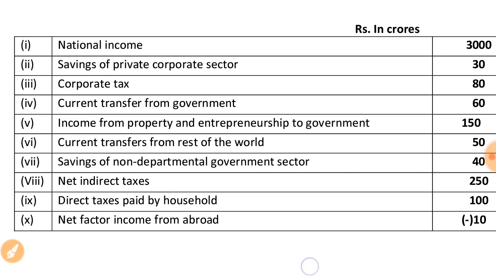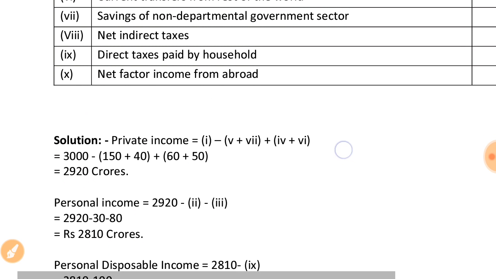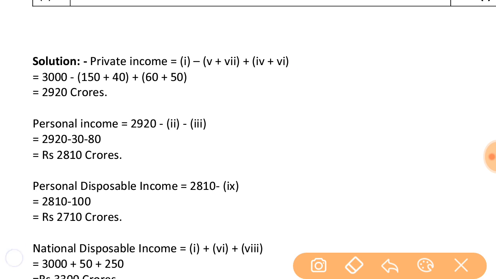So after that, first you are asked to find out private income. So what is the formula of private income, or what is the definition of private income? Private income is the income of private sector obtained from any source, productive or otherwise, and retained income of corporations. So it is the income from all sources, that is why we have to add income from wherever we are getting it.